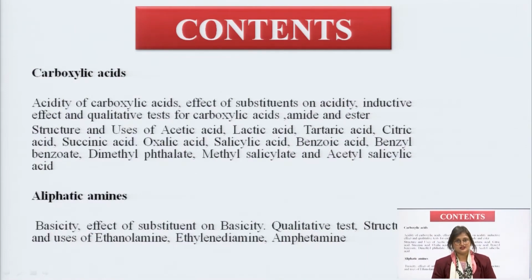As we had already discussed, under unit 5 we shall be dealing with carboxylic acids and amines, that is, aliphatic carboxylic acids and aliphatic amines. Under aliphatic carboxylic acids, we will be dealing with the acidity of carboxylic acids, the effect of substituents on acidity, the inductive effect, and we will look into a few qualitative tests for carboxylic acids. Apart from this, not only acids, we will also be looking into qualitative tests for amides and esters as well.